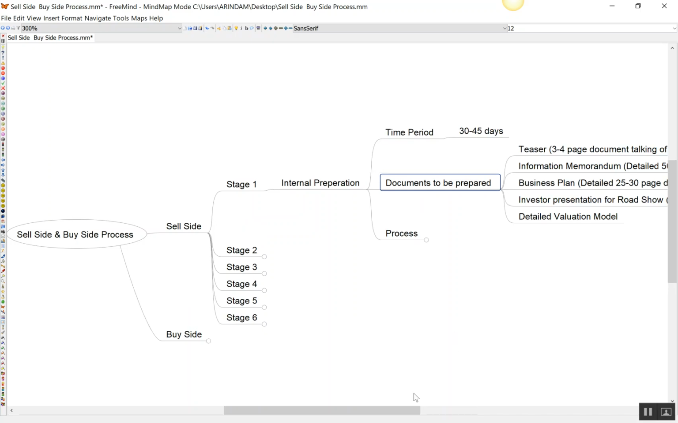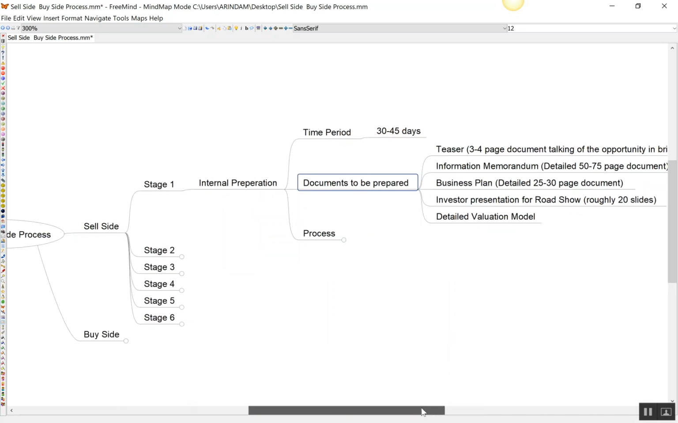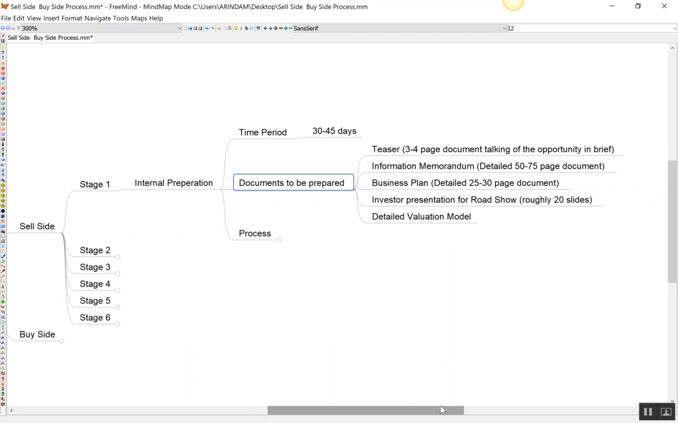The documents prepared during this stage are a teaser, which is generally a 3 to 4 page document talking of the opportunity in brief; the information memorandum, which is a detailed 50 to 75 page document; a business plan, which is a detailed 25 to 30 page document; an investor presentation for the roadshow, which is roughly 20 slides; and a detailed valuation model.